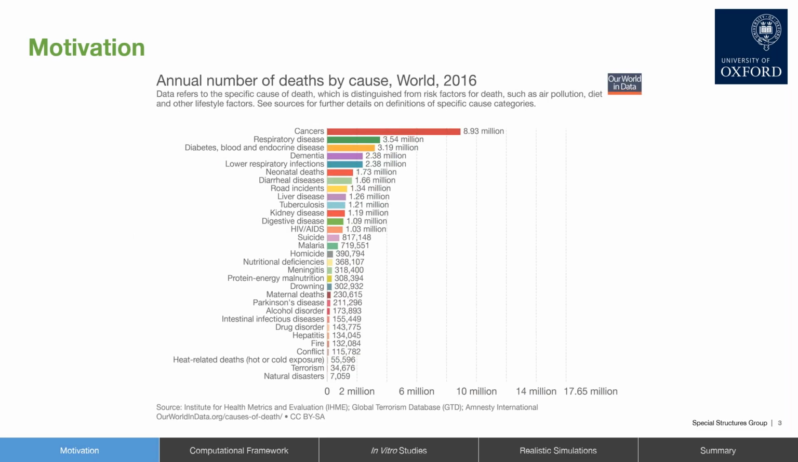Okay, so those who work across the healthcare industry will be familiar with using things like mortality rates to frame the research problems and questions when motivating their work.